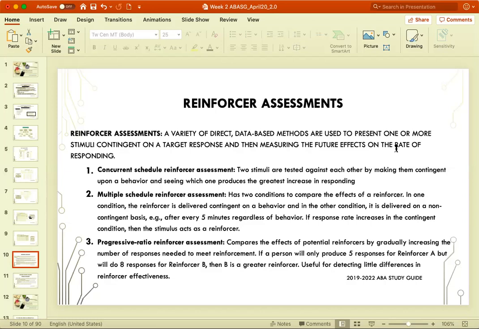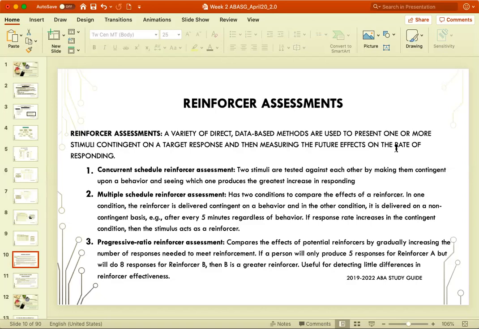A concurrent schedule reinforcer assessment, you have 2 stimuli. They're tested against each other by making them contingent upon a behavior and seeing which one produces the greatest increase in responding. So I have 2 reinforcers, and I am trying to see which one produces the greatest increase in responding. So you could do 15 math problems for a Skittle, or you could do your math problems for a cookie. Which one has a greater increase in responding? If it's Skittles, you could say Skittles are a higher reinforcer, with higher reinforcing value and properties.